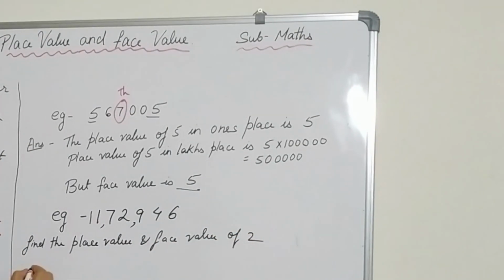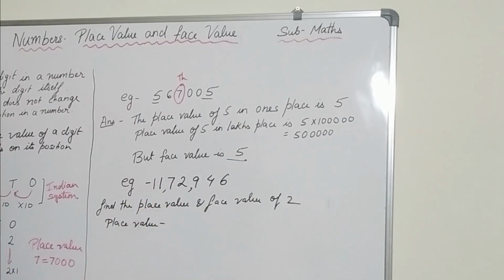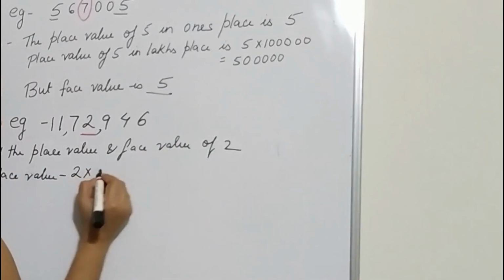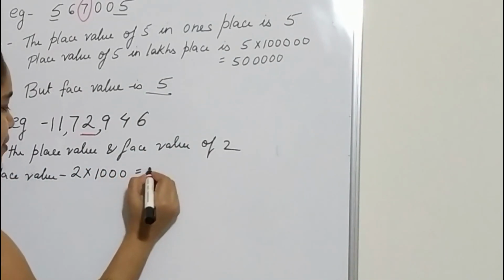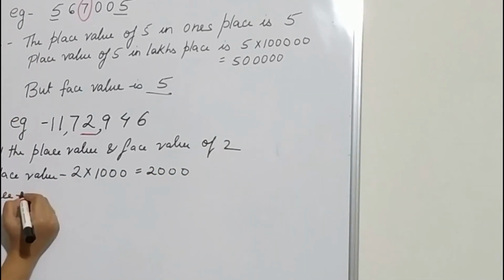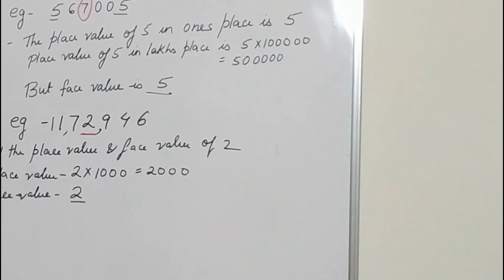So what will be the place value of 2? I have underlined 2. What is the place value of 2 over here? 2 is in the thousand place. So 2 into 1000 is equal to 2000. Yes, and what is the face value? The face value is the value itself, that is the face value is 2. So this is all about the face value and the place value.